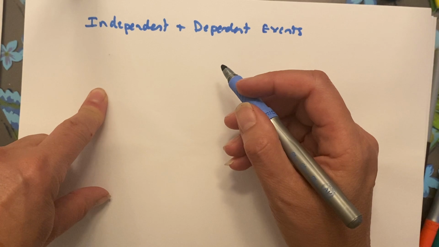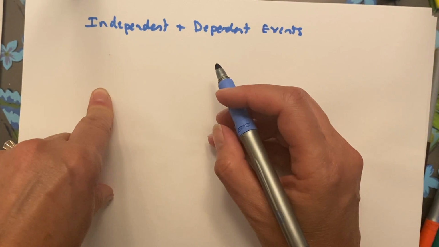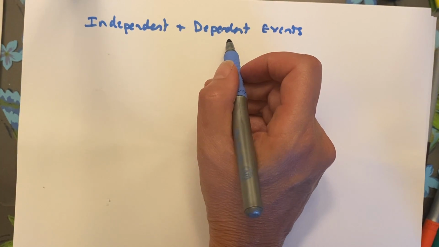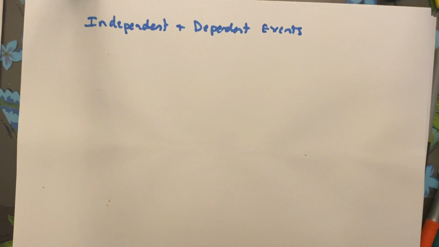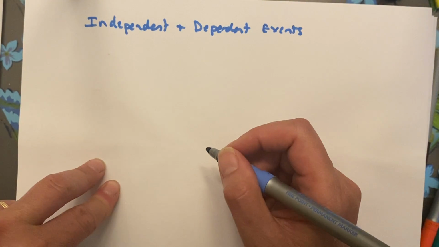And a dependent event, obviously, you have one that affects the others. They're related to each other. So with a dependent event, the occurrence of one event affects the other, and these are sequential. So let's talk about an independent event.